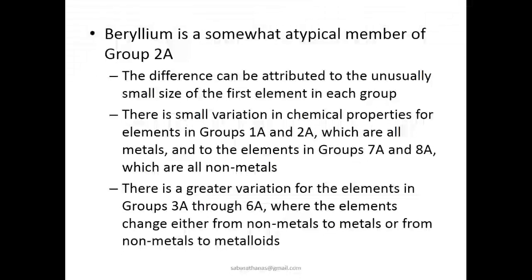That is, there are great variations of the elements in groups 3A through 6A, where the elements change either from non-metal to metal or from non-metal to metalloids. Kwa inakuwa kuna ile great change. Kwa nini kuna 3A au 6A? Hii hapa ni zile group za kawaida ambazo umezoea. Hizo kama ni 3B kwa transitional elements, ndio tutakuwa tumeandika 3B and whatever.